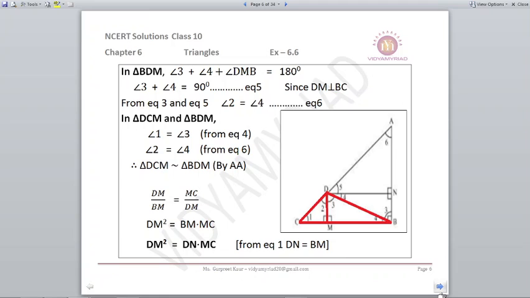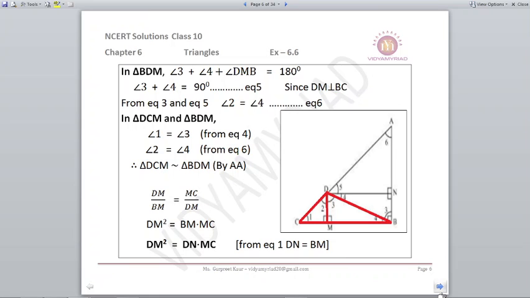Now let us take both the triangles simultaneously and make them similar. If we take triangle DCM and triangle BDM, we come to know that angle 1 is equal to angle 3, that is from equation number 4, and angle 2 is equal to angle 4, that is from equation number 6. So it means by AA criteria, both the triangles are similar, and when triangles are similar, their corresponding sides are proportional. That means DM upon BM is equal to MC upon DM. Just cross multiply, you get DM square is equal to BM into MC.